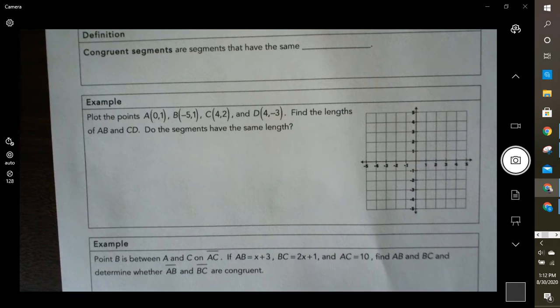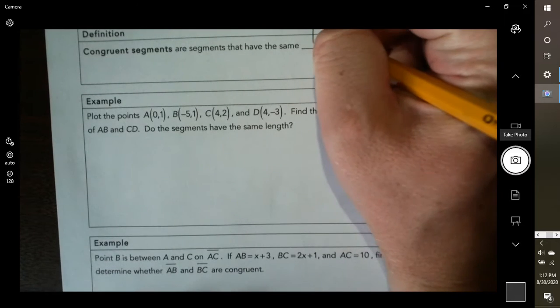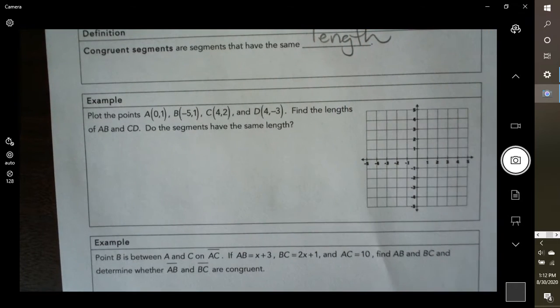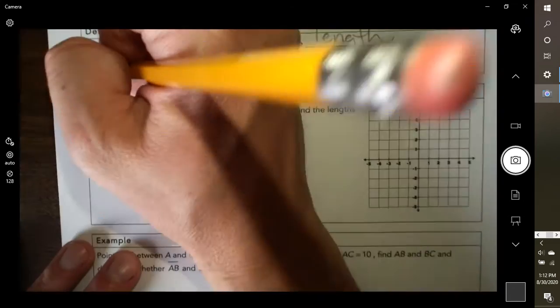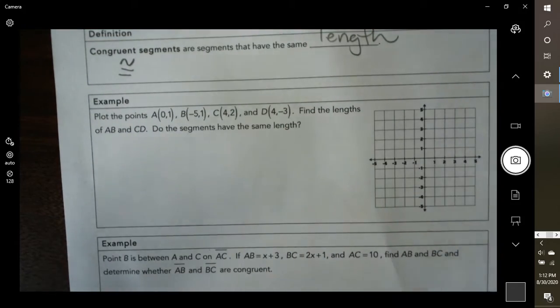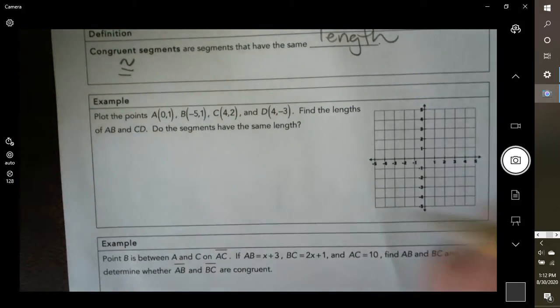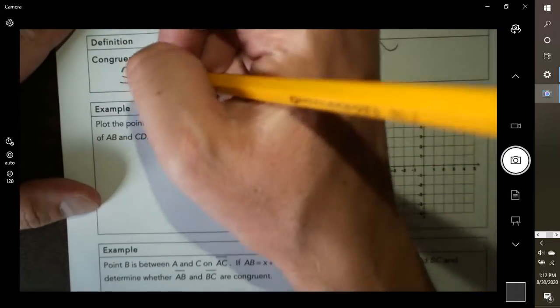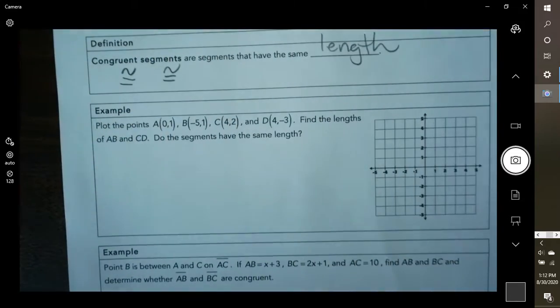Good deal. All right, let's move on to our next example. Congruent segments are segments that have the same, guessing length here. Let me just double check. And you got it, length. All right. And let's also put the symbol for congruent, which is the equals with a wave on top.